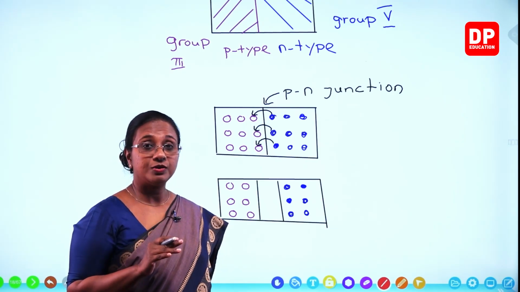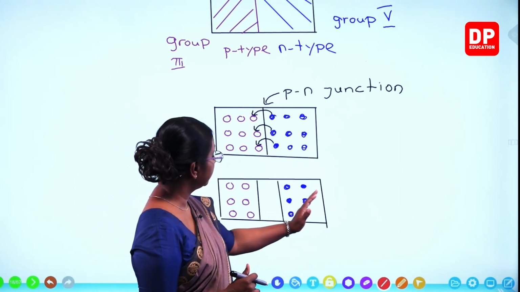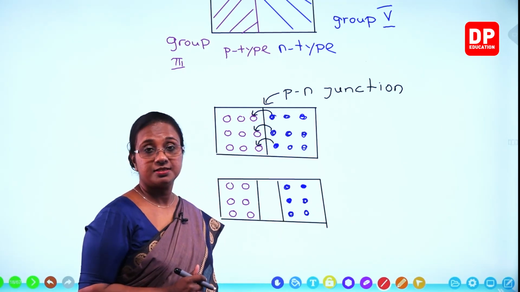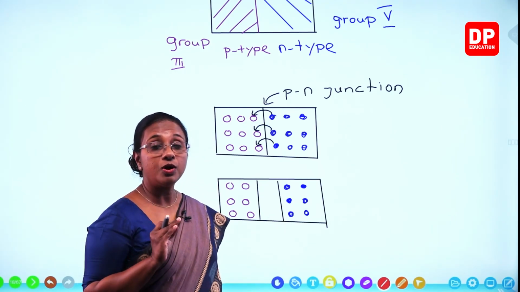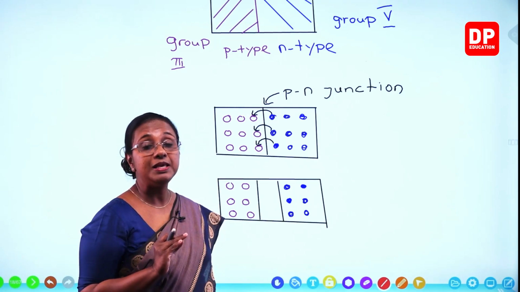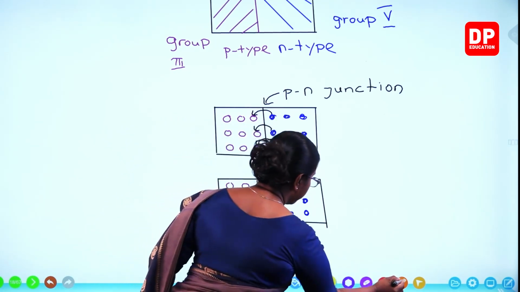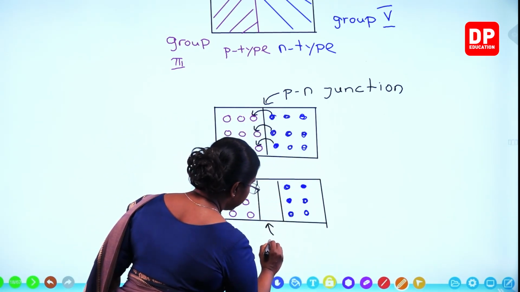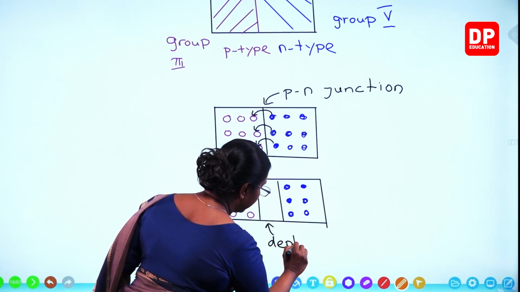And that actually prevents the movement of these charges. Therefore, we call that a depletion layer. Now, this is known as a depletion layer.